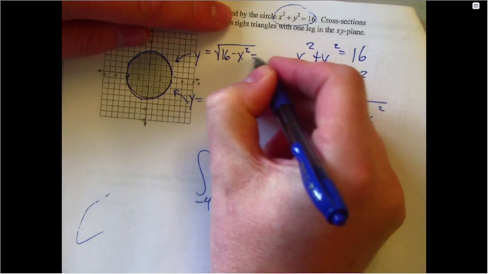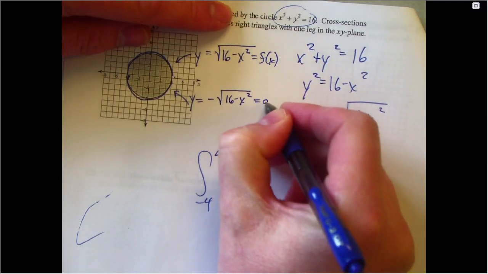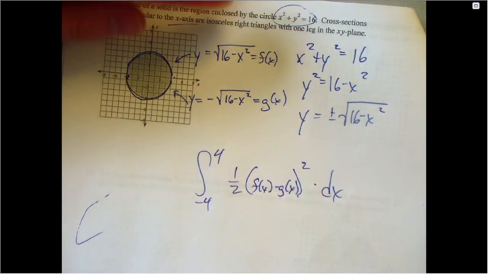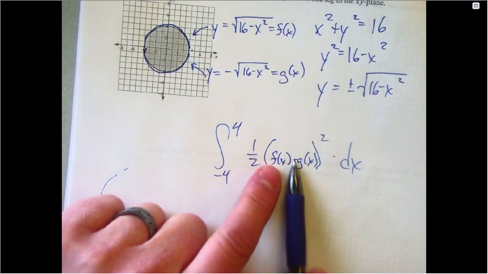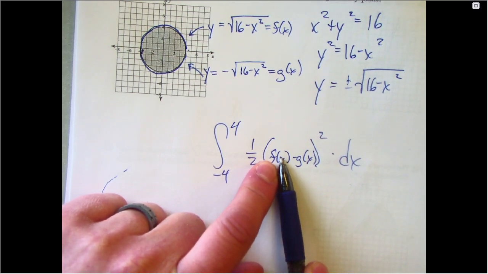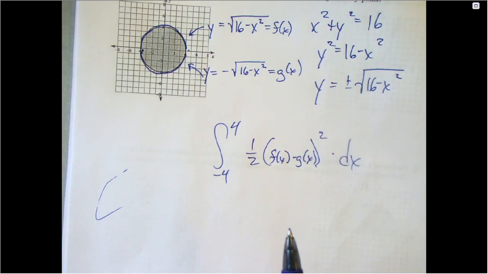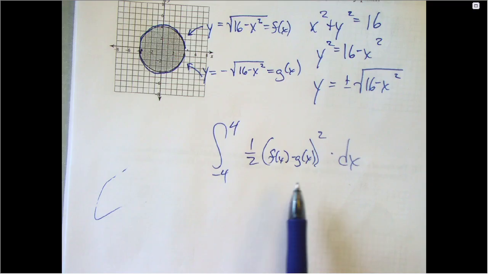Here's how I'm going to fix this. Call that f of x and that g of x. And I have space to write f of x minus g of x. You probably just put like root 16 minus x squared there, minus negative root 16 minus x squared. This is fine. This is valid. I only did it because I ran out of room, but you can do it.